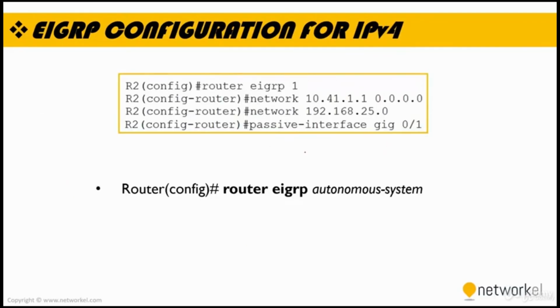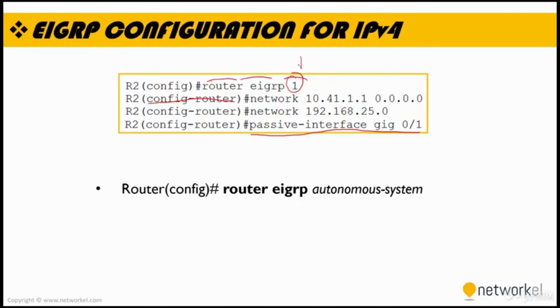To configure EIGRP, we are using config router mode, and to get into the config router mode, we are typing router EIGRP and a number. Then we are using our network statements again. Then we can set a passive interface if we want to. Alright, this number represents the autonomous system number, and that was the process ID for OSPF if you remember.